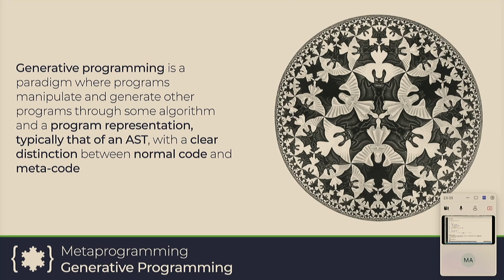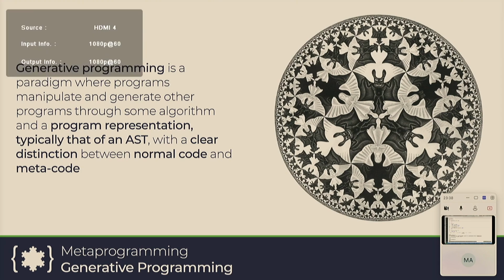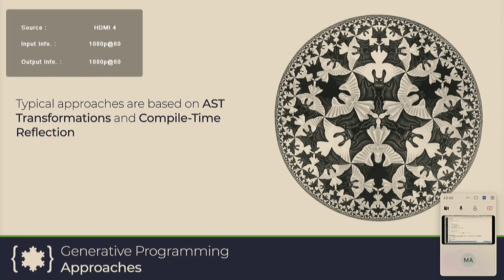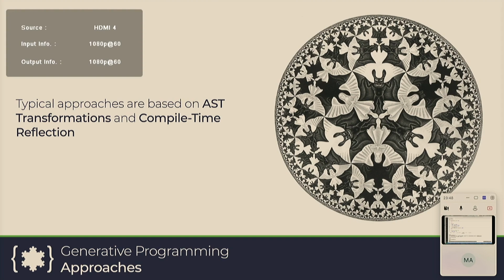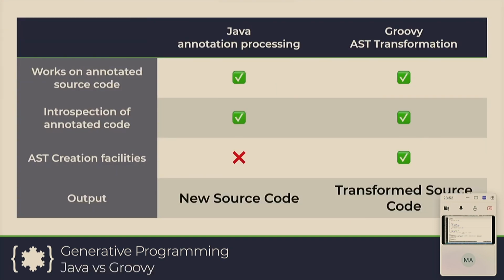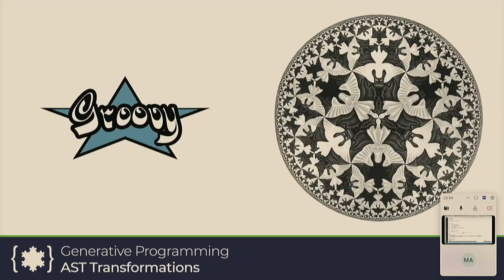And Rascal is one of these. But I want to show you how you can do it inside a language without having anything special. So the typical approaches are based on AST transformation and compile time reflection. And I'll show you now what you can do with AST transformation with Groovy.